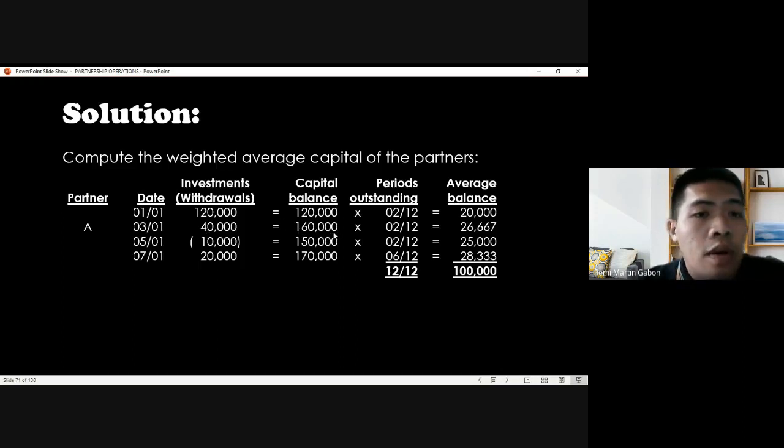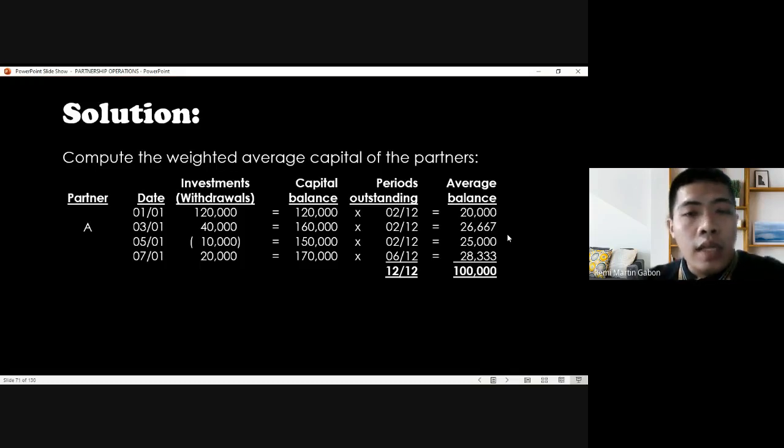Then before the May 1 withdrawal, the 160,000 capital balance became outstanding for 2 months. Okay? Why 2 months? Whole March and whole April. Okay? Then multiply it by 2 over 12, we can have 26,667 rounded off, okay, as average balance for that.